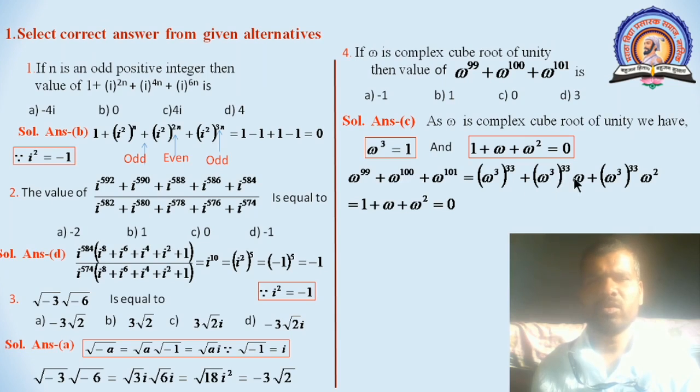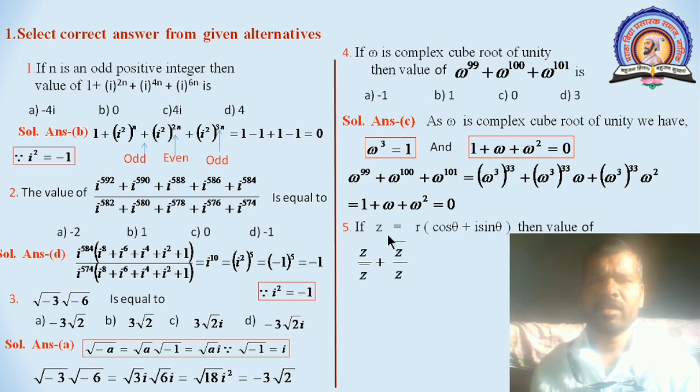Omega^101 can be written as omega cubed raised to 33 into omega squared. As omega cubed is 1, we get 1 plus omega plus omega squared, and the value of 1 plus omega plus omega squared is 0. Therefore, the correct option is C, which is equal to 0.